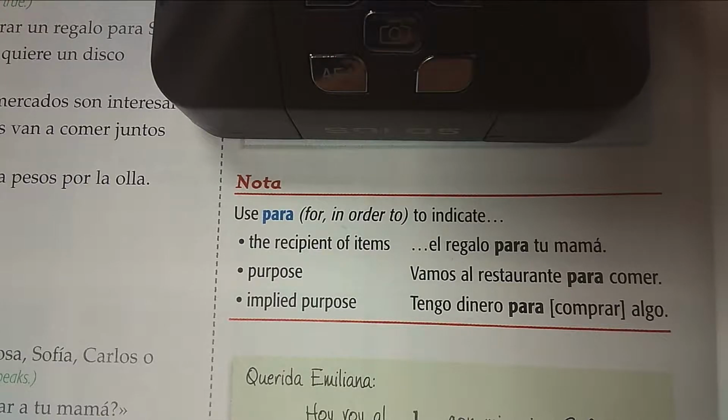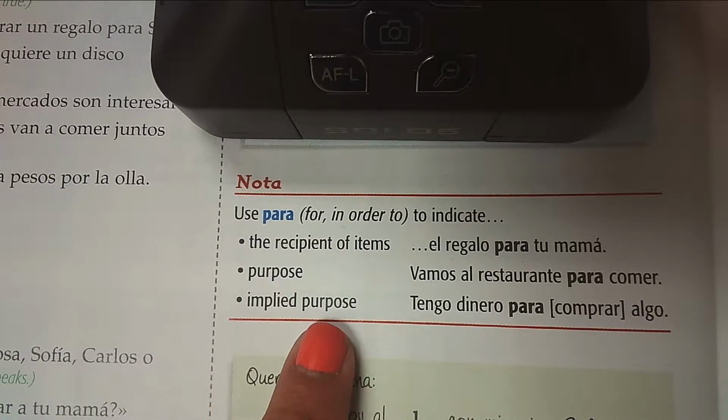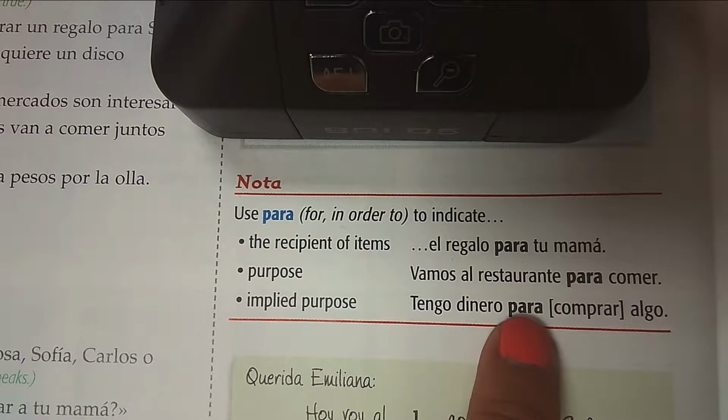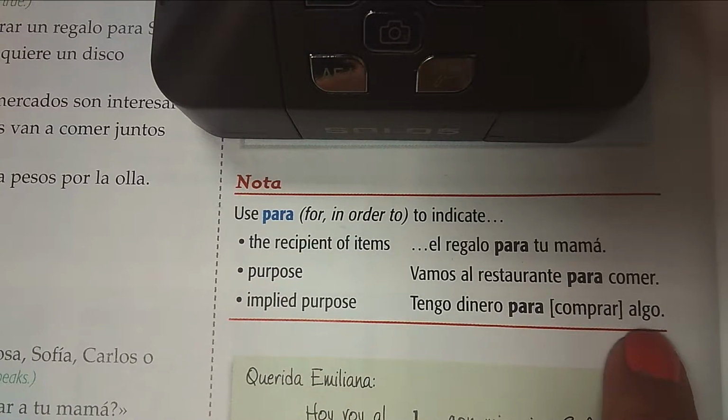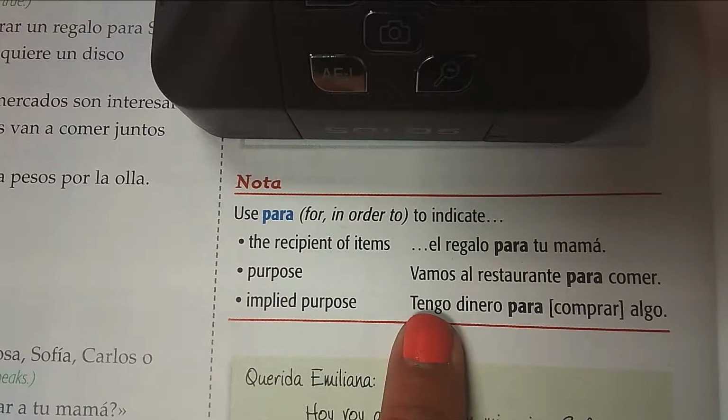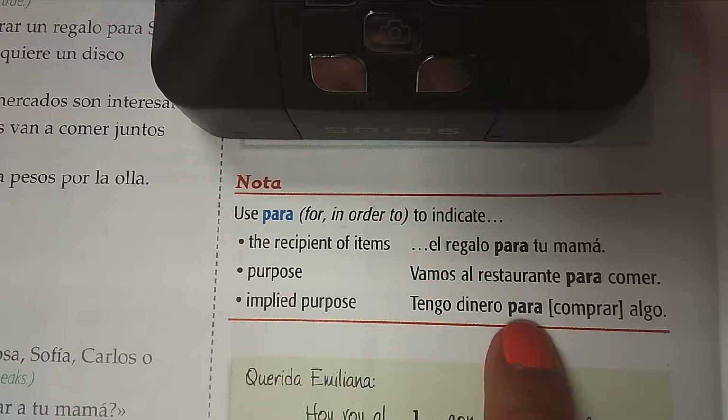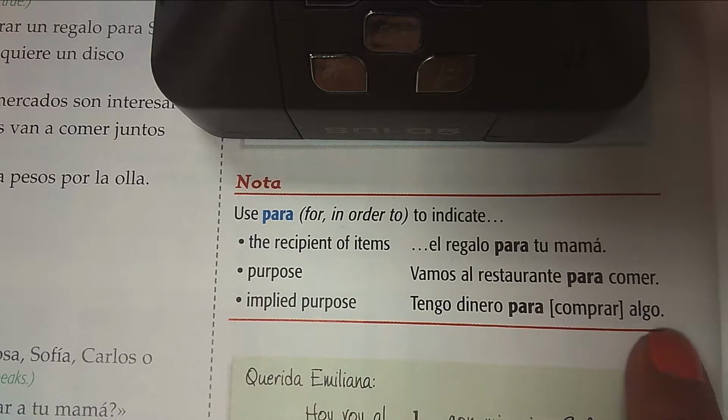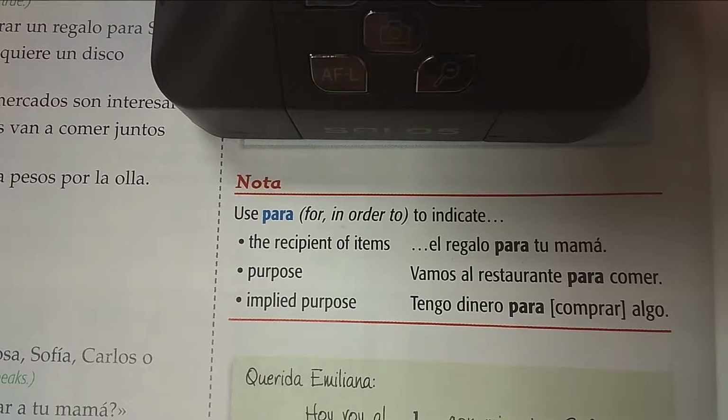Or you can also use it to indicate an implied purpose. So, tengo dinero para comprar algo. I have, remember, tengo means I have, money to, in order to buy something. So these are 3 instances where you'll be able to use para here.